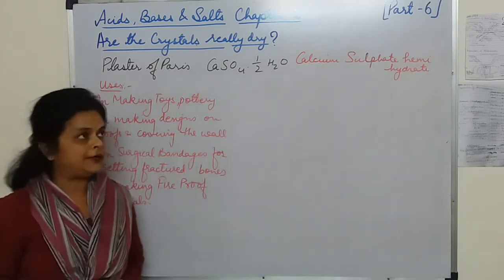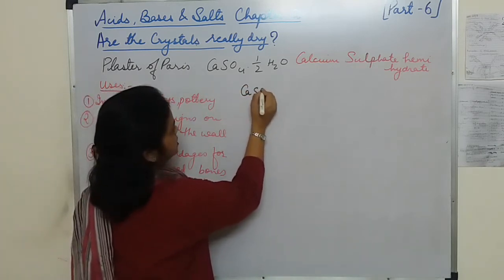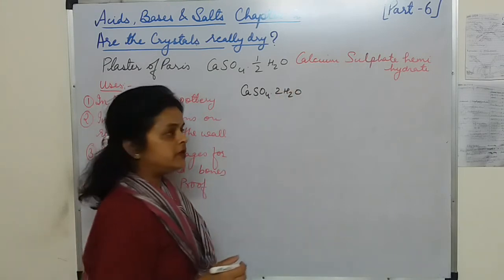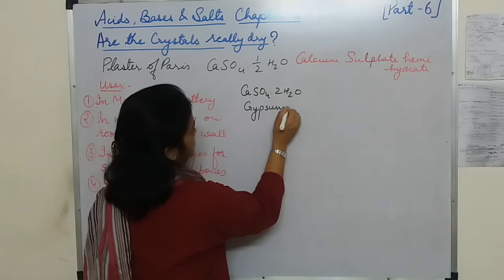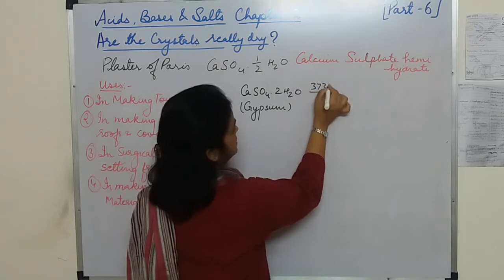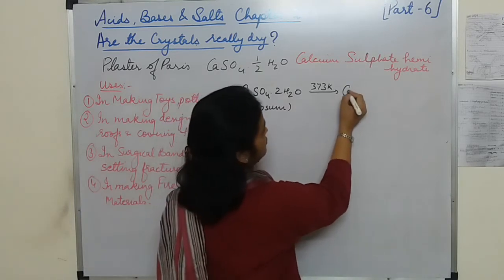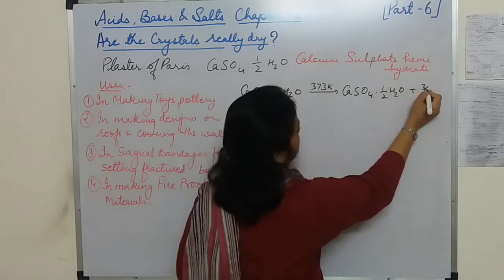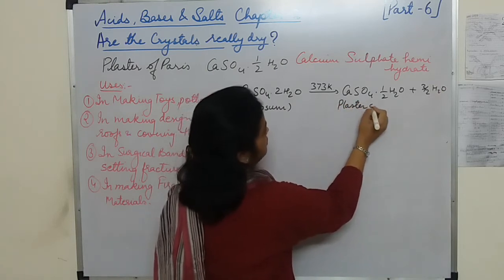Calcium sulfate hemihydrate. How are we preparing this from gypsum? Let's see. The formula of gypsum is calcium sulfate dot 2H2O. What is this 2H2O? Two molecules of water of crystallization. And this is gypsum. Now, when this gypsum is heated to 373 Kelvin, then 1.5 molecules of water come out and we get plaster of Paris, CaSO4 dot half H2O. This is called plaster of Paris.